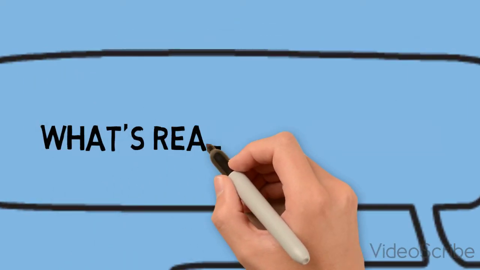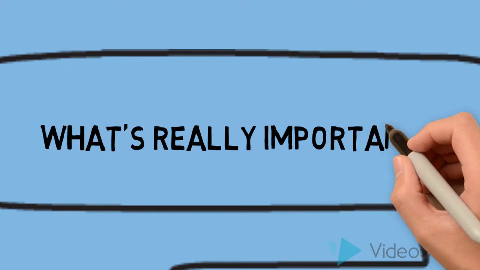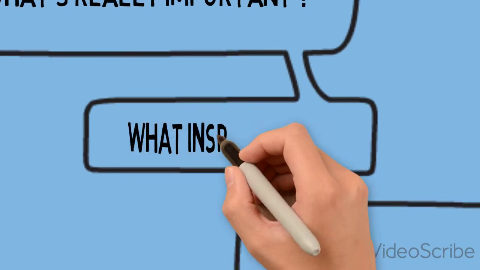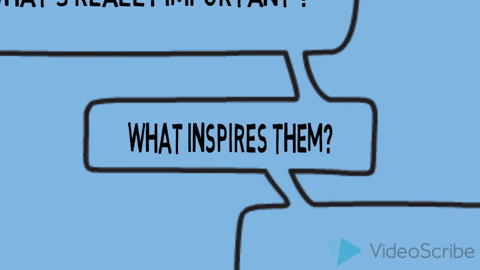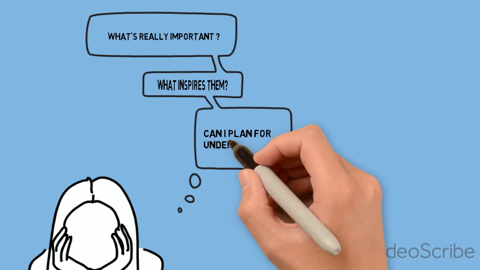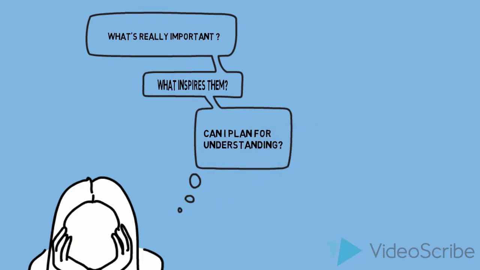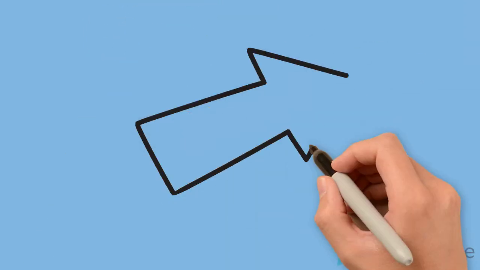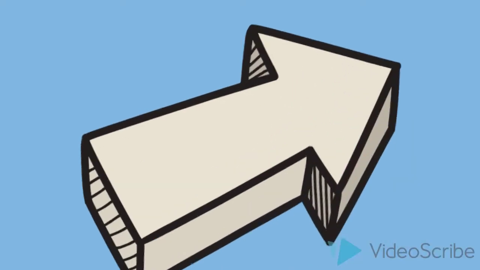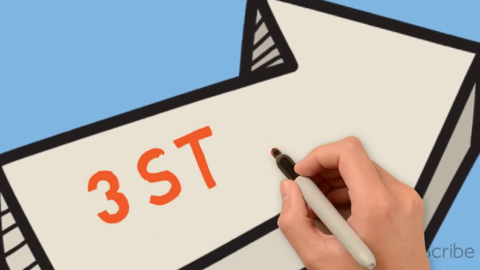After all, what is really important to learn about filmmaking? What inspires learners? And how can they use that to guide their learning? And can I plan for understanding, or does it just happen? The three-stage backward design process is built on the premise that you can design for understanding when you start with your goals and work backward to uncover what your learners need to know in order to meet them.